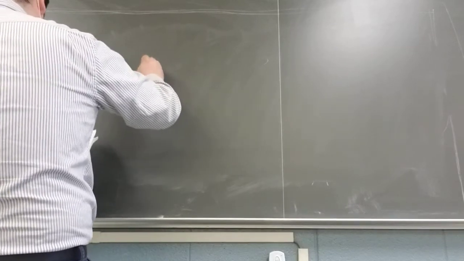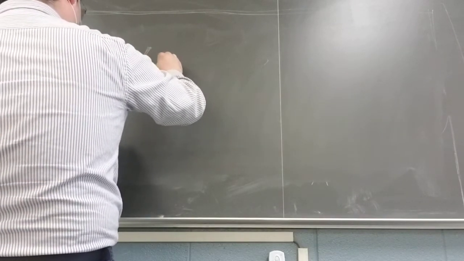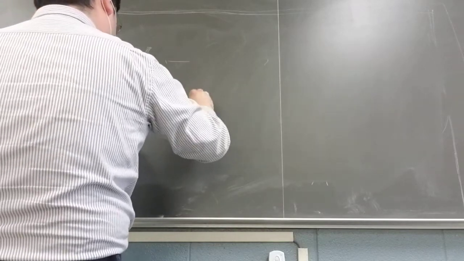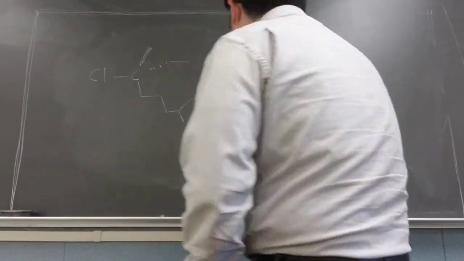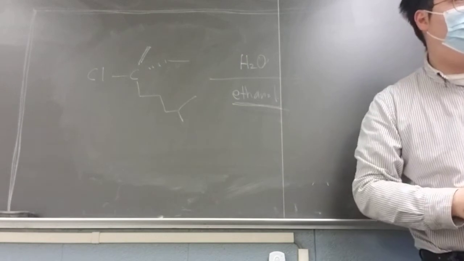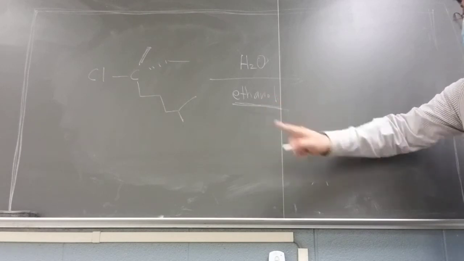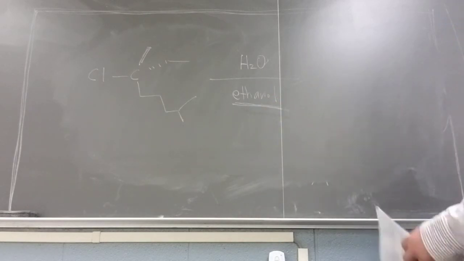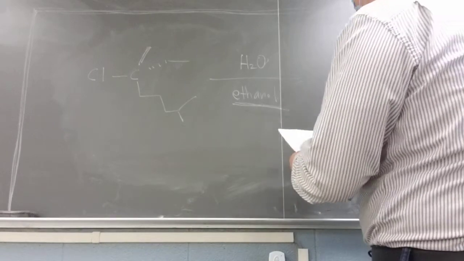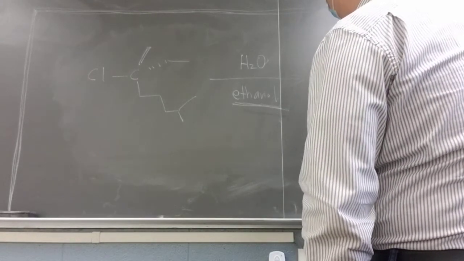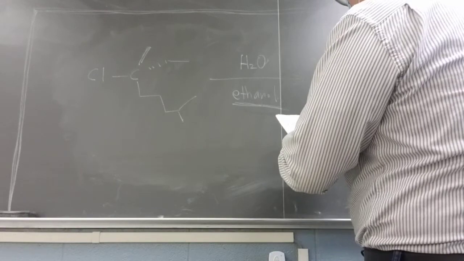All right, so the example here is this compound, and you're going to treat it with water again. So this is our nucleophile. You see the solvent here is what? Ethanol, right? So you can say this has to be SN1 for sure just by looking at this. I'll tell you more about that later. Anyway, if you do this reaction, you're going to have two products.